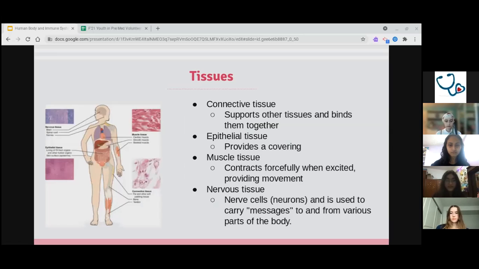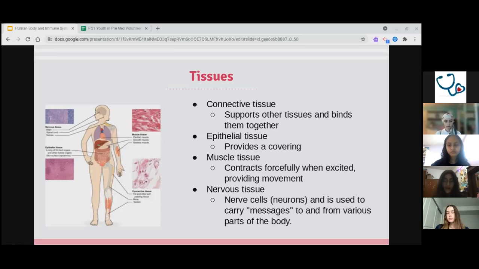Now let's talk about tissues. Tissues are organized into four broad categories based on structural and functional similarities. These categories are epithelial, connective, muscle, and nervous. The primary tissue types work together to contribute to the overall health and maintenance of the human body. Thus, any disruption in the structure of a tissue can lead to injury or disease.